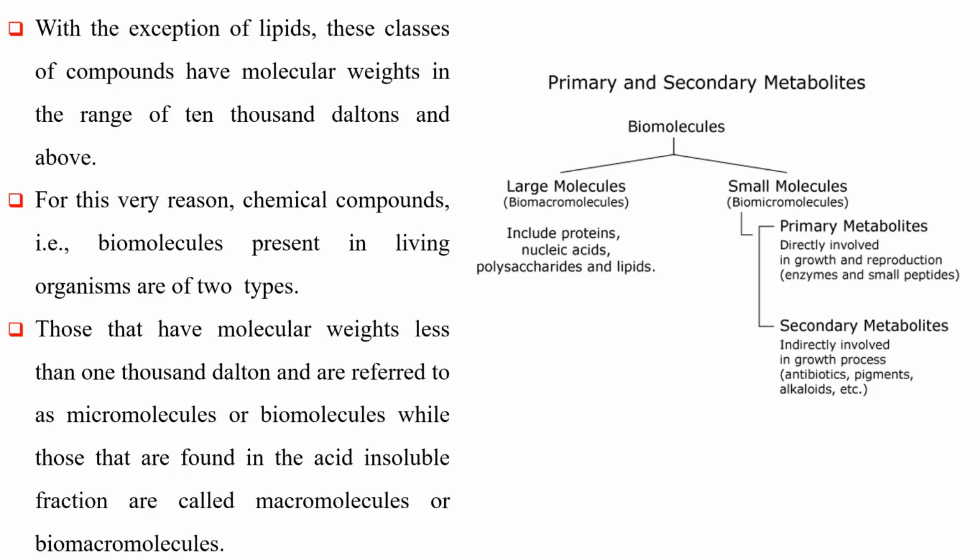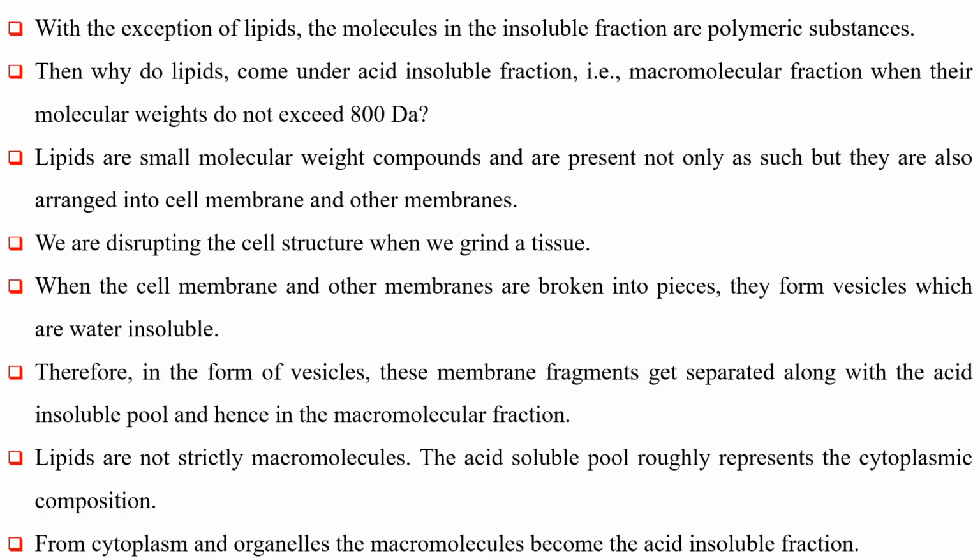For this very reason, chemical compounds, that is biomolecules present in living organisms, are of two types. Those that have molecular weights less than 1000 Daltons are referred to as micromolecules or biomolecules, while those that are found in the acid-insoluble fraction are called macromolecules or biomacromolecules. With the exception of lipids, the molecules in the insoluble fraction are polymeric substances.